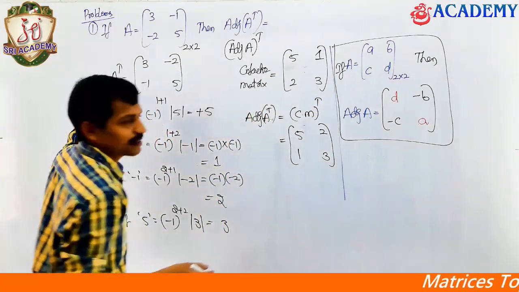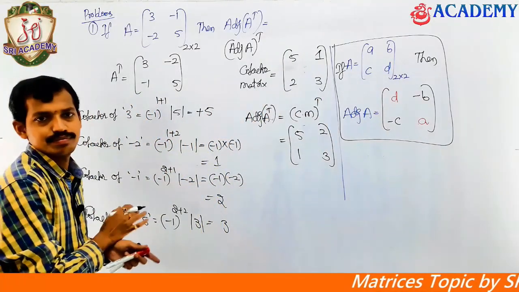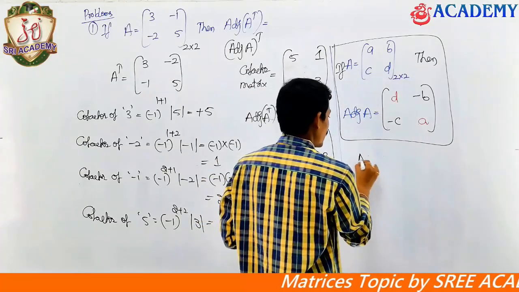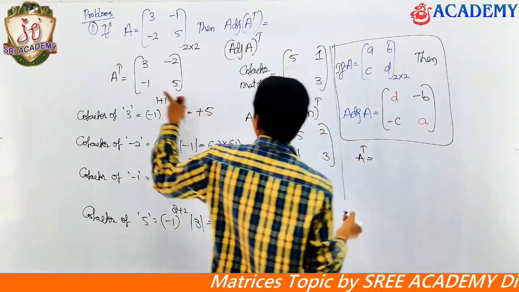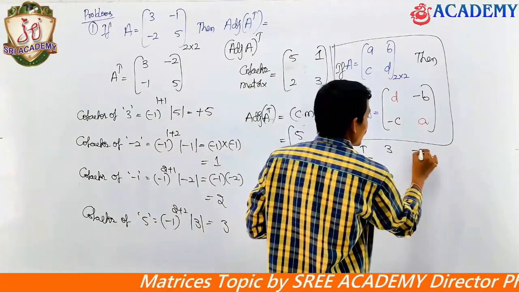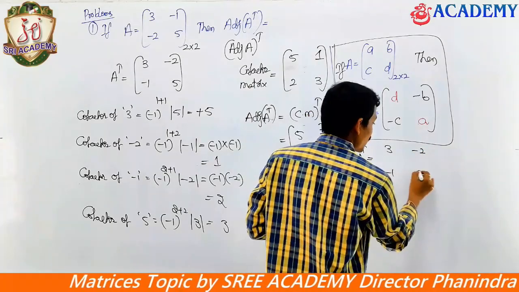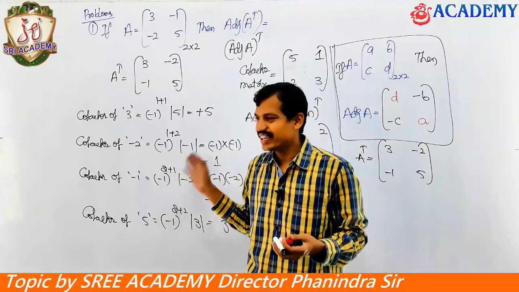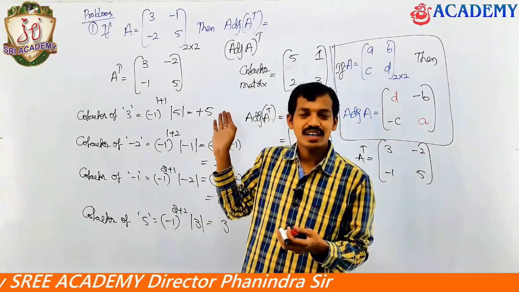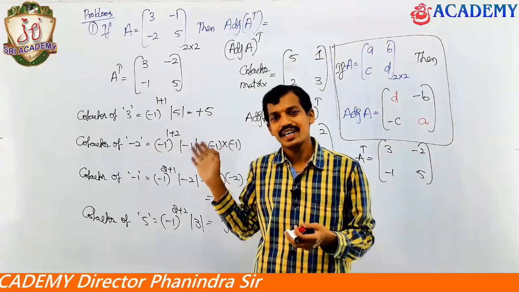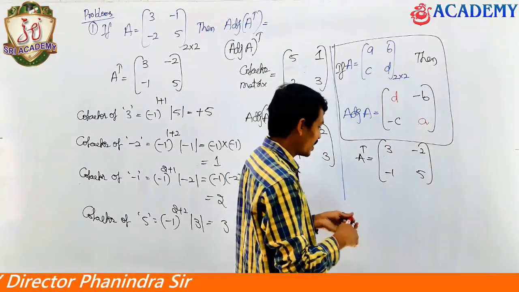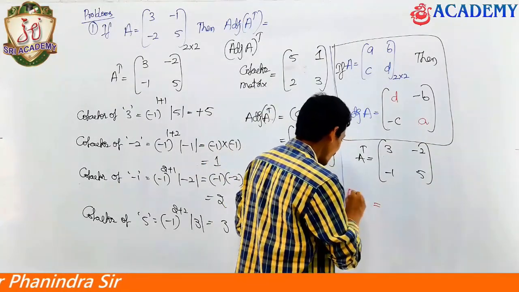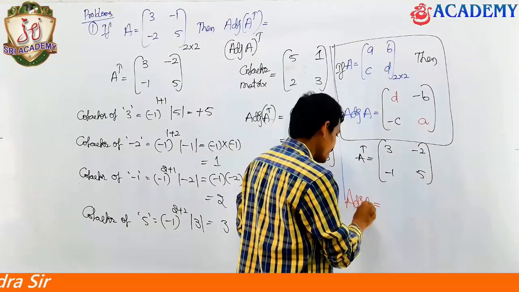Now this is the matrix. Leave it, this is our procedure. What is that? A equals what? A transpose. This is 3 minus 2 minus 1 5. Now there is no need of finding cofactors, cofactor matrix finding. After finding the cofactor transpose, you will get the adjoint. Here I am writing the same thing. Here we require adjoint of A transpose, right?